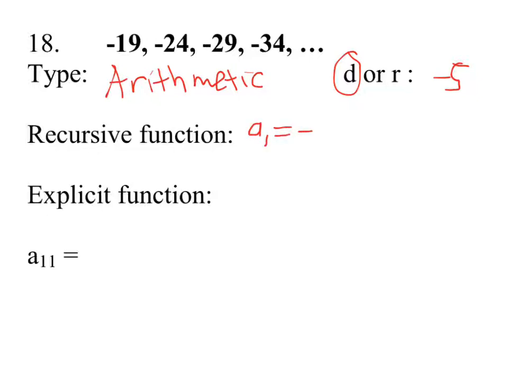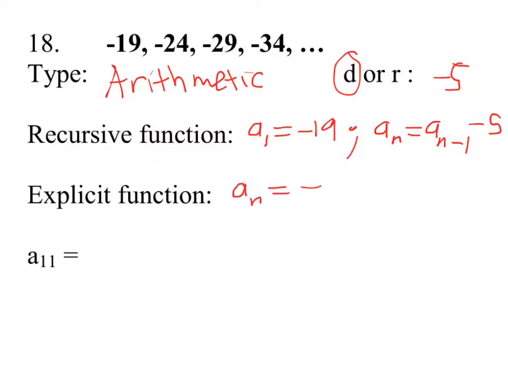You write down what the first number of the sequence is, and then you're going to write down what happens with each preceding number. Every term is equal to the previous one, and then this one, the pattern subtract 5. So you subtract 5 on the end. The explicit function for arithmetic ones is a little bit different.